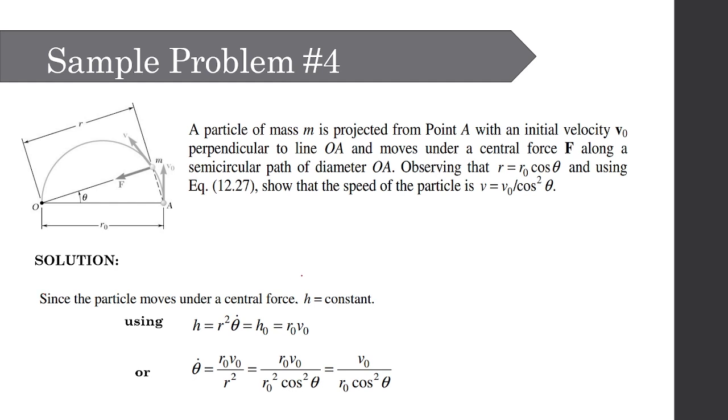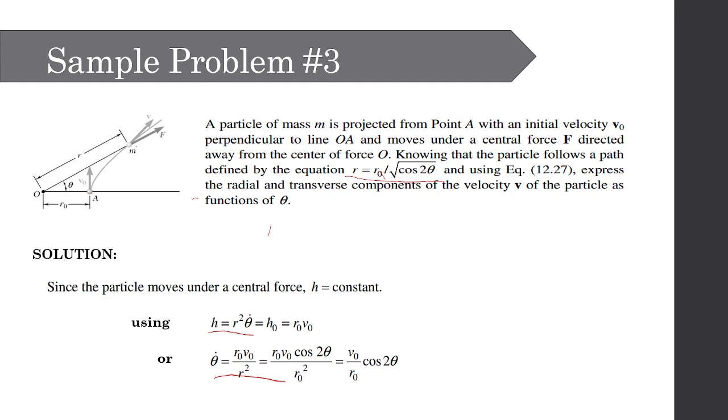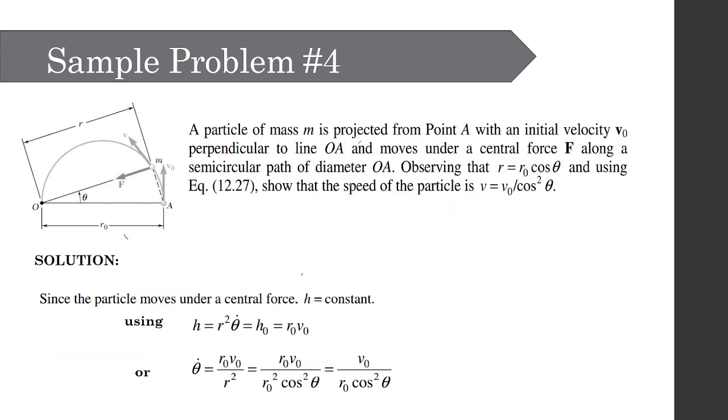A particle of mass m is projected from point A with initial speed v_0. This one is different. It moves under a center force along a semicircular path. Earlier, the path was not mentioned to be semicircular. This time, the path is a semicircular path of diameter OA, that is r is equal to r_0 cosine theta, and using the equation from 12.27 show that the speed of the particle is v equals v_0 over cosine squared theta.